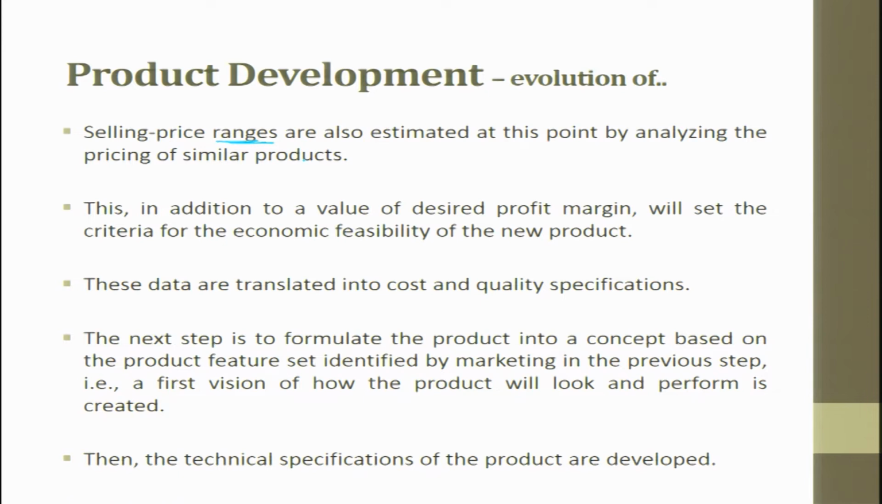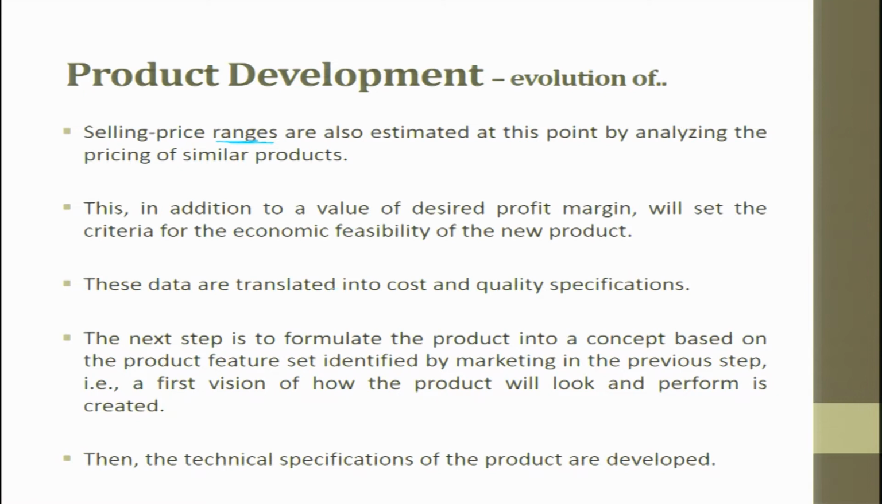If there is no product, you can't say you can charge as high as possible, because then you are getting into a domain where your failure is going to be very fast. So you should always look at a domain where it is okay, and then you make a small profit and make a product out of it. If it is new, try to give it still at an economical price such that you reach out to a lot of people. This, in addition to a value of desired profit margin, will set the criteria for the economical feasibility of the new product.